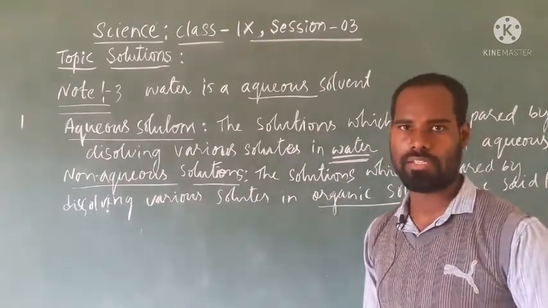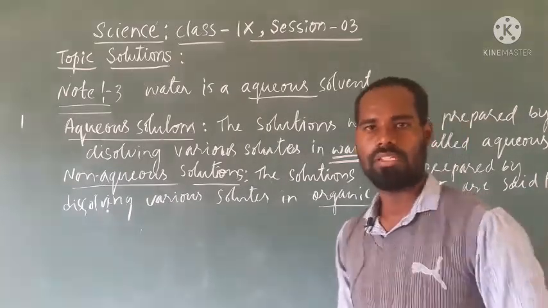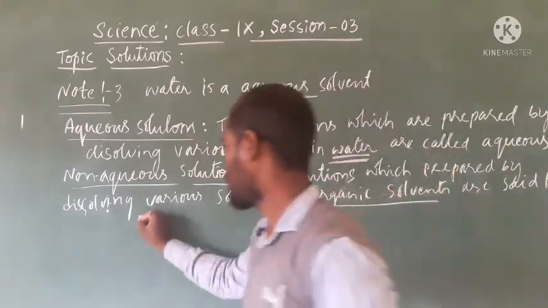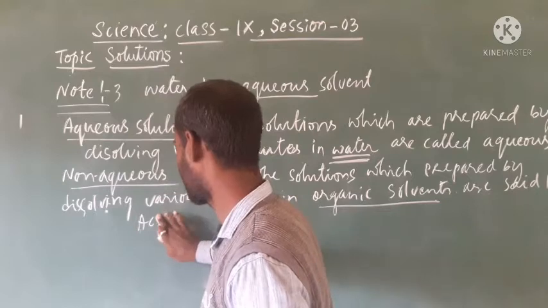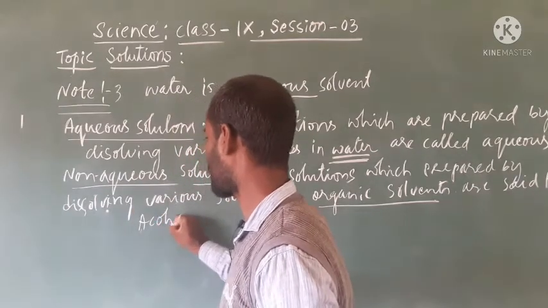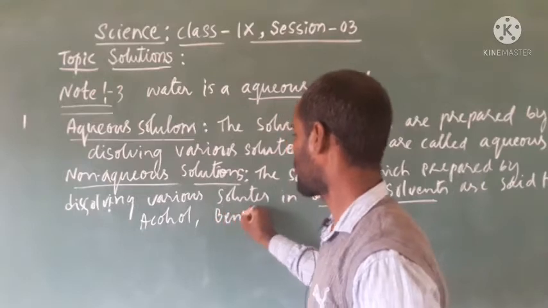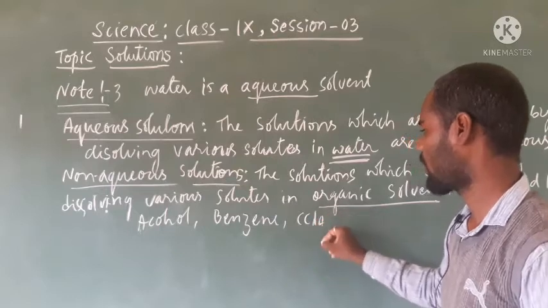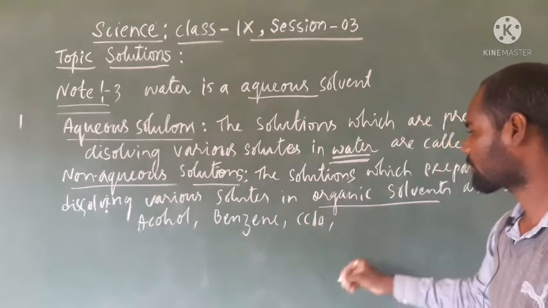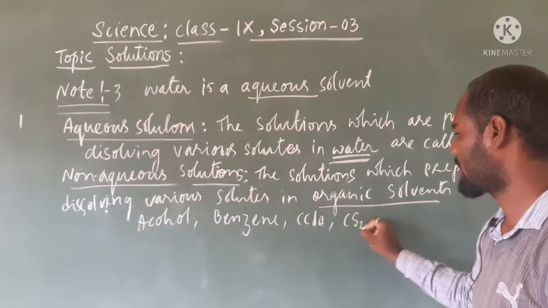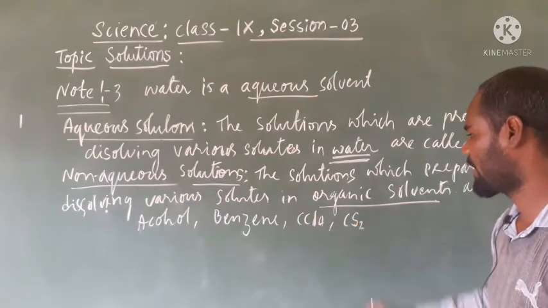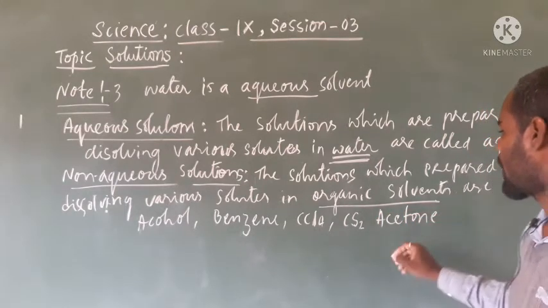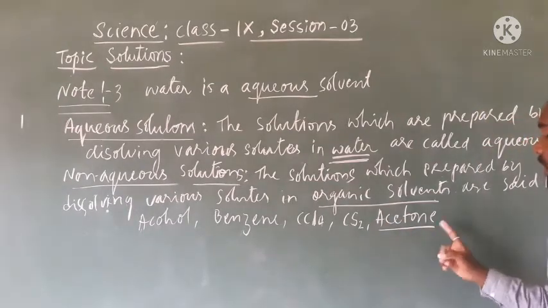Then what are the examples for organic solvents, children? It's a most important point. See children, have you heard of alcohol? Correct. Alcohol, benzene, carbon tetrachloride CCl4, carbon disulfide CS2, acetone are said to be the organic solvents.